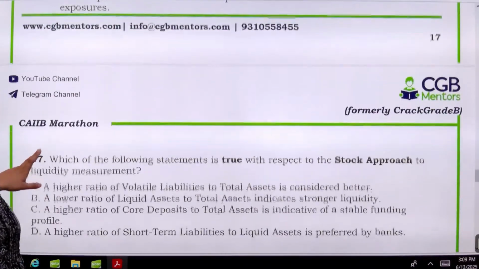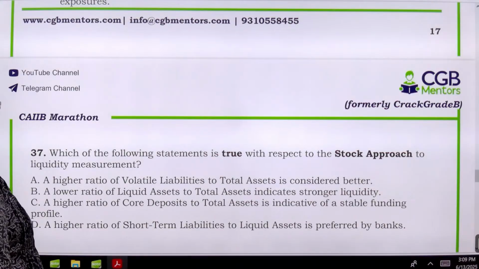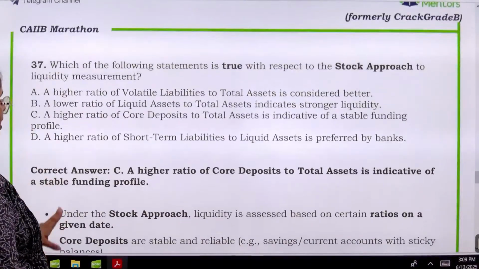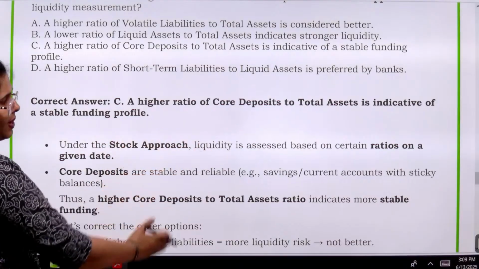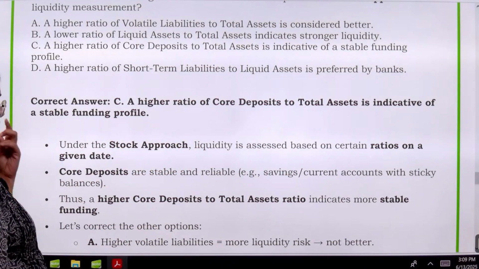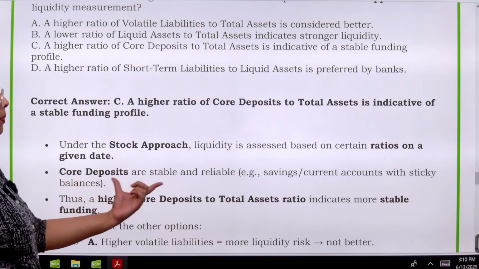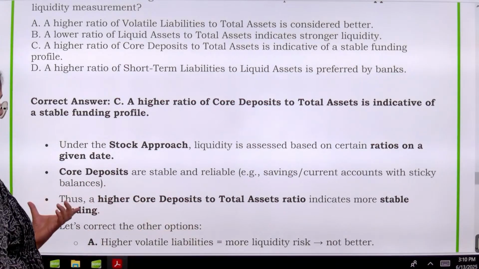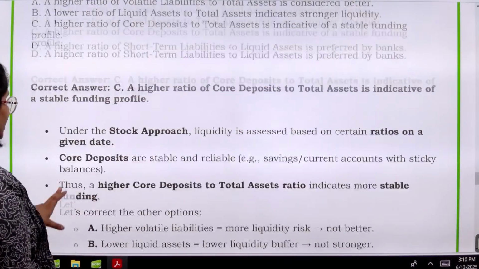Now, which of the following statements is true with respect to the stock approach to liquidity measurement? Stock approach to liquidity management, hear this out over here. Under the stock approach, the liquidity is assessed based on certain ratios on a given date. So, core deposits are stable and reliable, thus a higher core deposit to total asset ratio will indicate more stable funding. We have done this yesterday as well, so remember this.